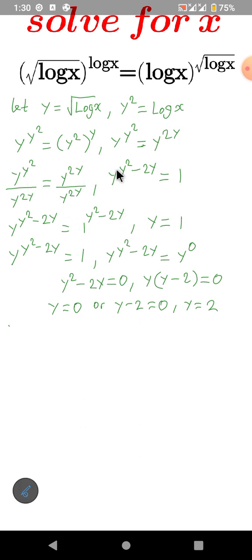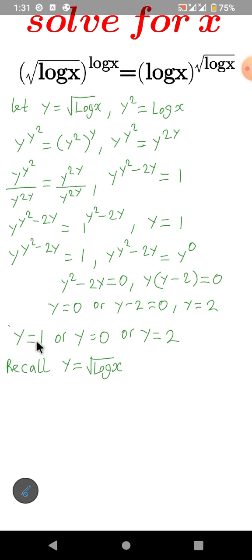Now the solutions for y are what? y is equal to 1, right? y equal to 0, or y equal to 2. So y has 3 solutions. Now we are going to recall that y equal to the square root of log x.